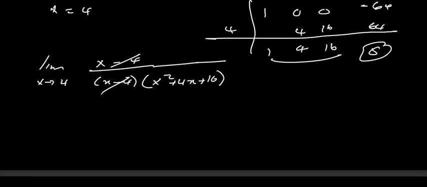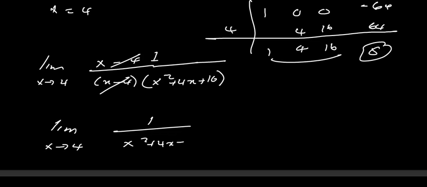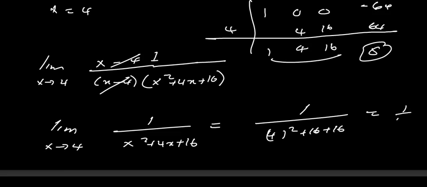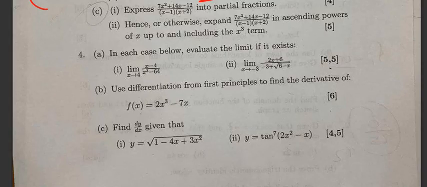Then we cancel this and cancel that. There's a 1 there. The limit as x approaches 4, we have 1 over x squared plus 4x plus 16. Plug in the 4 now. This is going to give you 4 squared plus 16, another 16. Still gives us the same outcome, which is 1 over 48. So that's how you're supposed to handle this one.